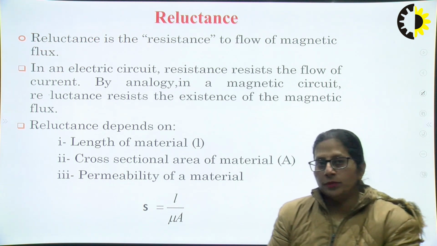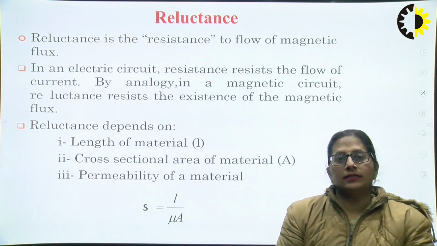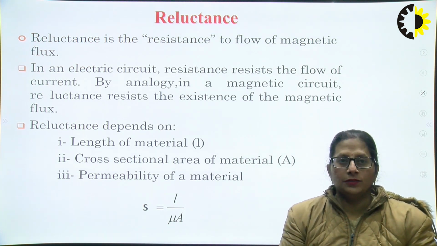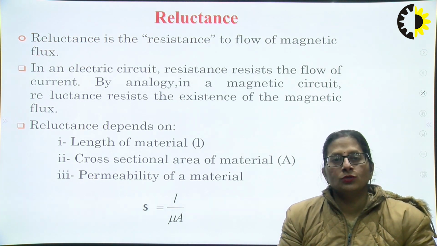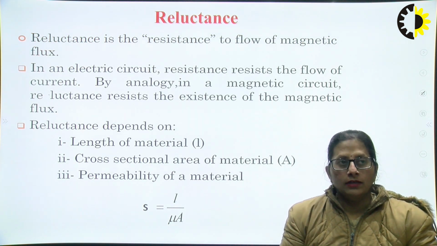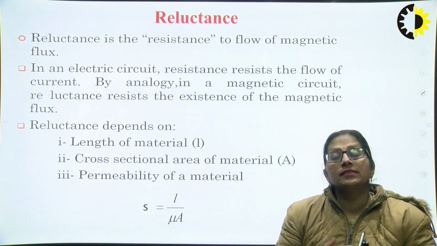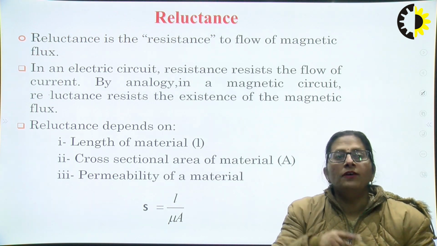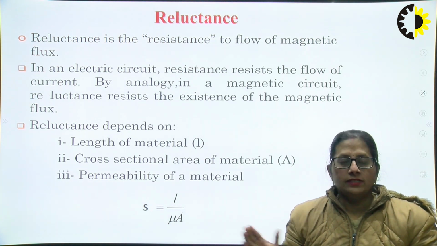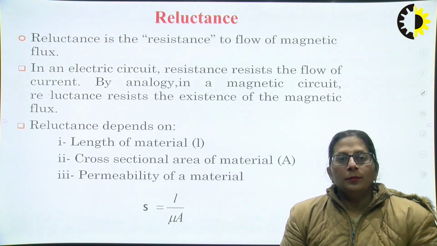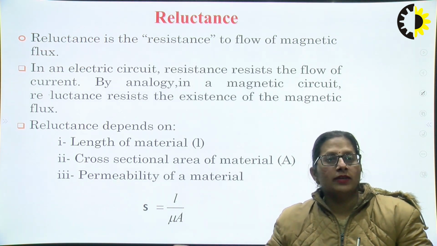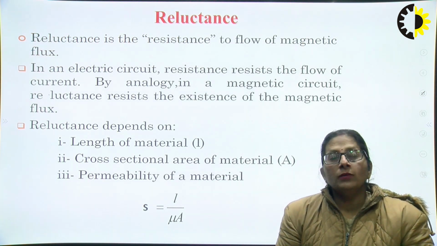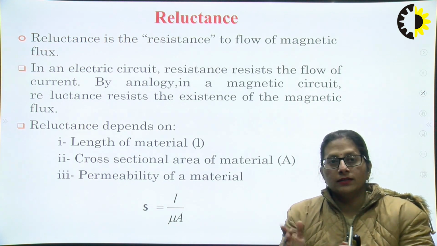A very important property of a magnetic circuit is reluctance. So what is reluctance? Likewise, we have resistance in an electrical circuit, which gives the opposition to the flow of current. Similarly, here, reluctance is the resistance or the opposition offered by the magnetic circuit to the flow of flux. We'll also be comparing: a magnetic circuit is very much analogous to an electrical circuit. Many of the quantities are analogous, and the quantity analogous here is reluctance.